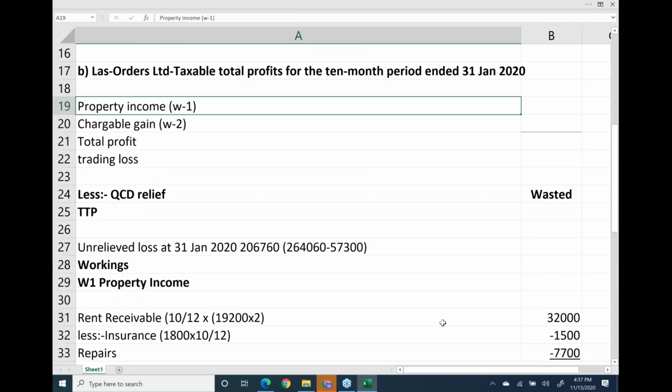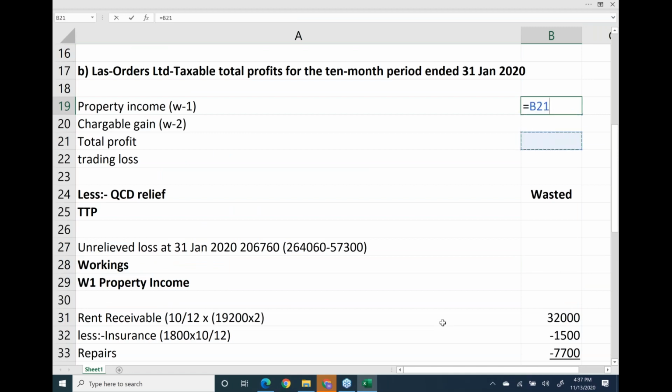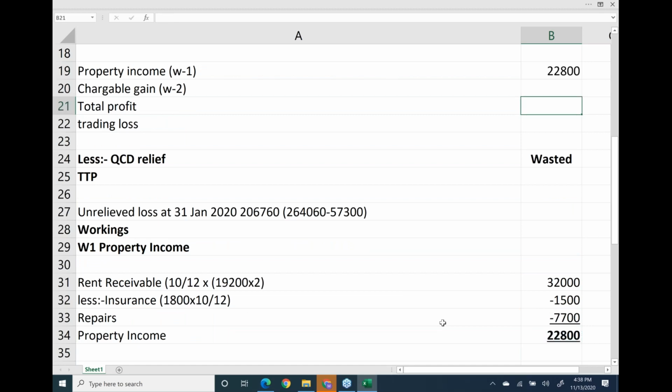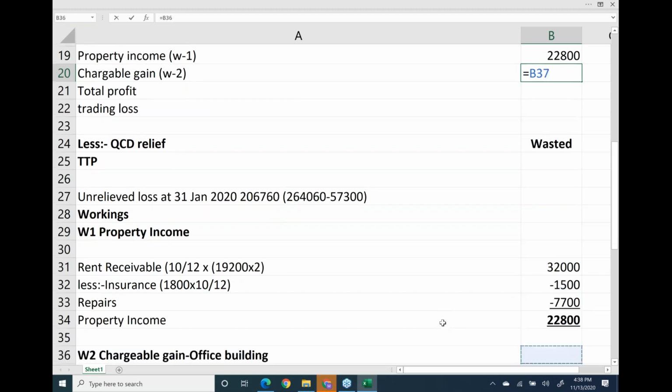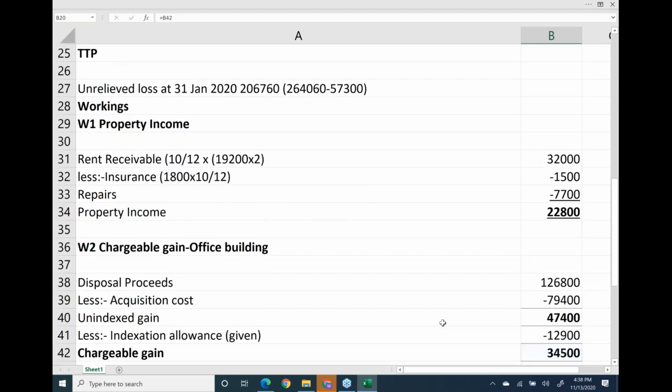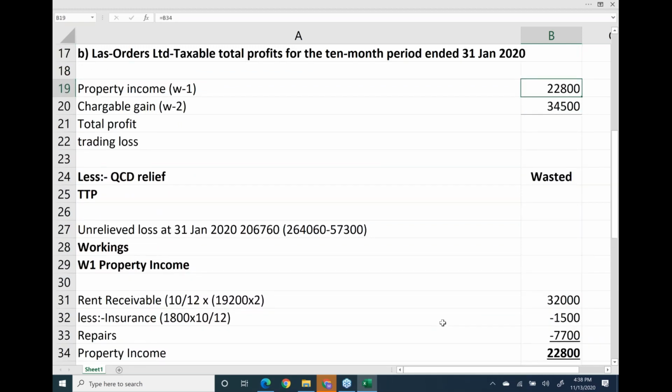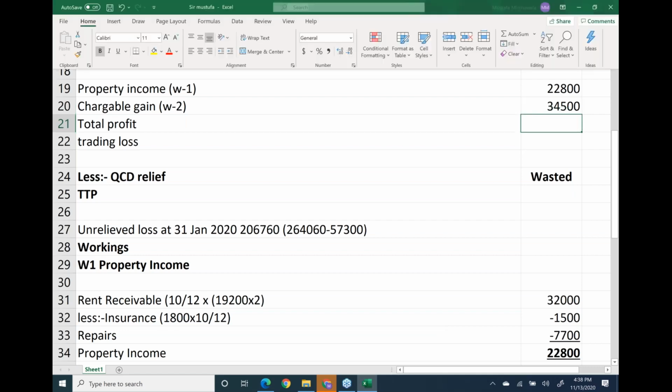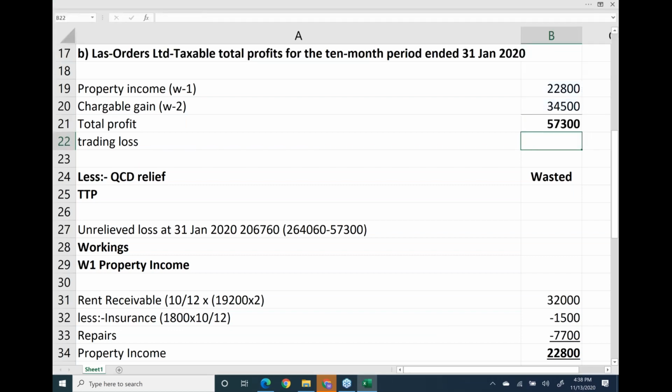So first thing is property income. This is 22,800. Then you have chargeable gains. Okay, so here you have property income and chargeable gains. There is no interest income and there is no positive trading profit. We only add positive numbers in total profits calculation. Add it up. 57,300 is your total profit.